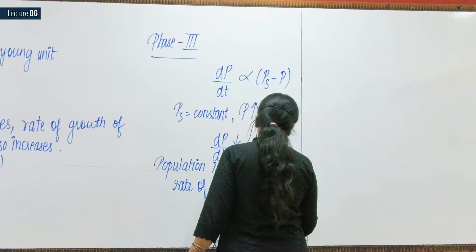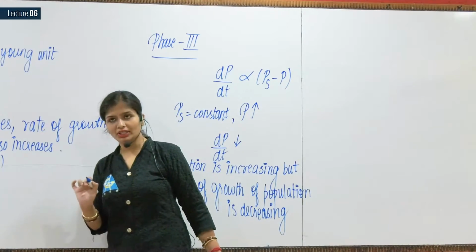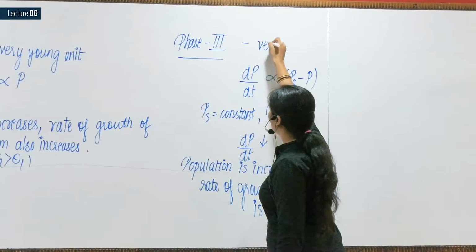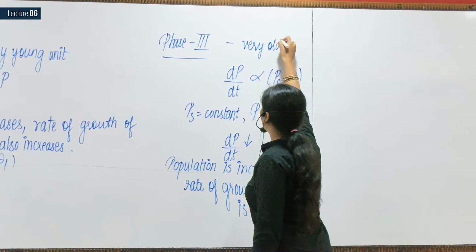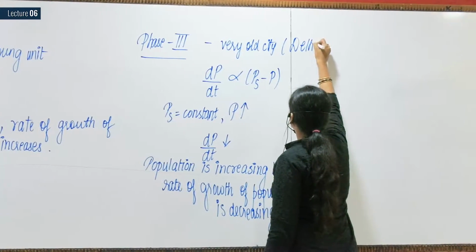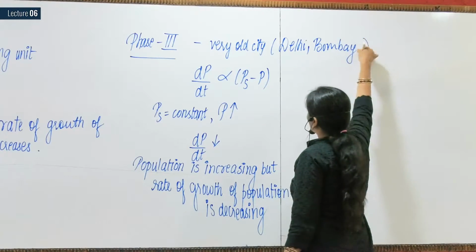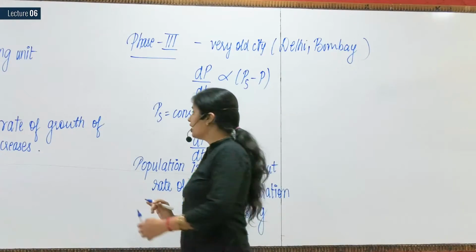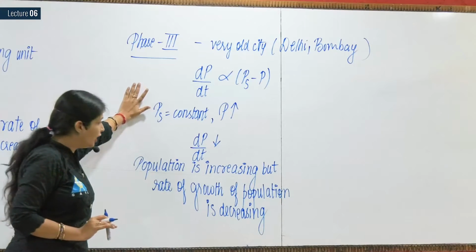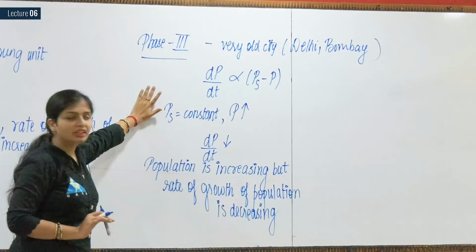First thing, where does this happen? This happens in very old cities. This is phase 3, and this occurs in very old cities like Delhi, Bombay, Calcutta, or we call it Kolkata. All those cities, etc. In that case, you find this. Now the question comes, ma'am, why does it happen? Why does such a thing occur?